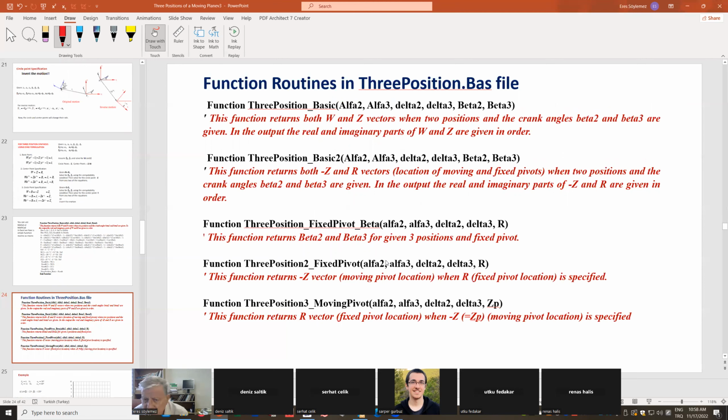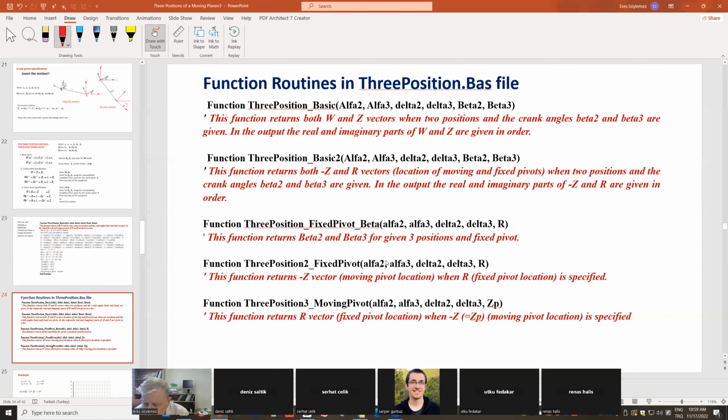Function 3 position basic, let me repeat, returns both W and Z. 3 position basic 2, instead of returning W and Z values, returns minus D and R vectors. The reason is that minus D and R give the location of the circle point and center point. Minus Z is the location of the circle point with respect to the first position, and R is the location of the center point with respect to the first position. So it's more useful, I would say.